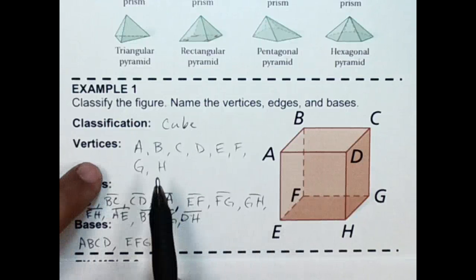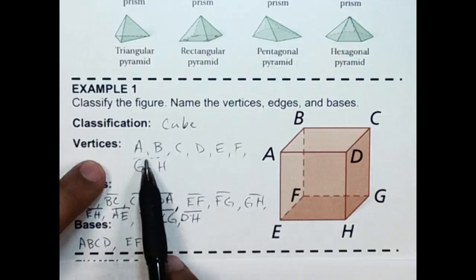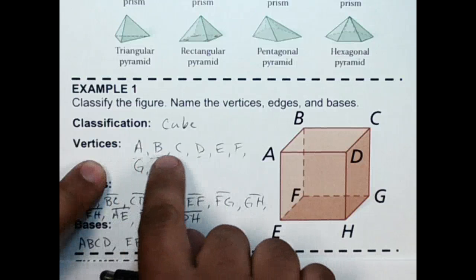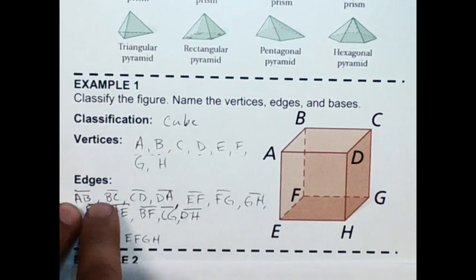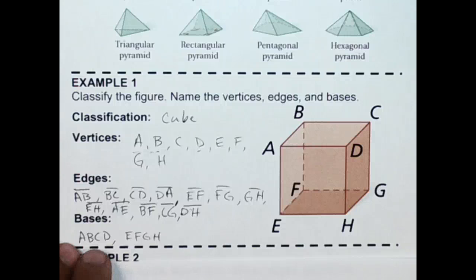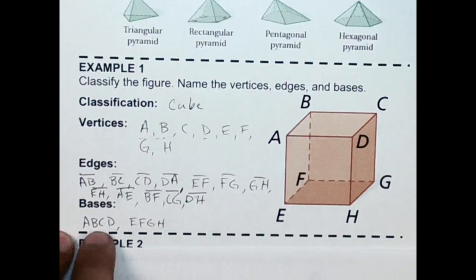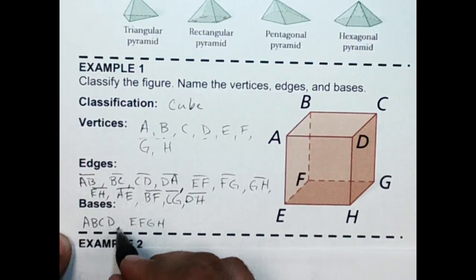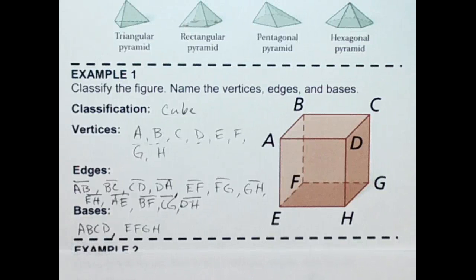Now notice for my vertices, I separated all the letters with commas because that tells me that I'm looking at points. Since I'm looking at edges, and these edges happen to be segments, I had to put the little bar on top. And then for my bases, I didn't put any commas except for the one that separated the two bases. That's going to be important when you're writing this stuff down.